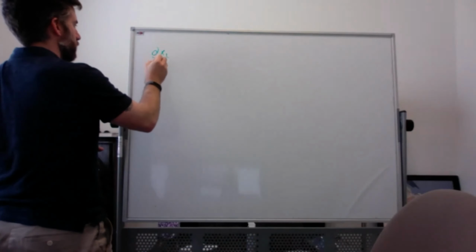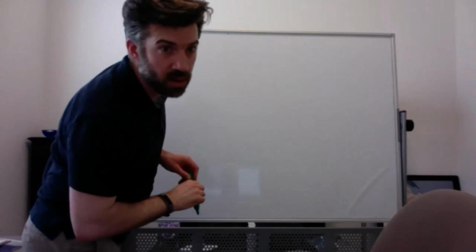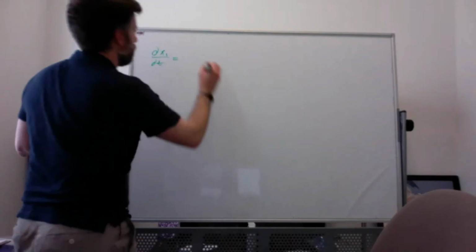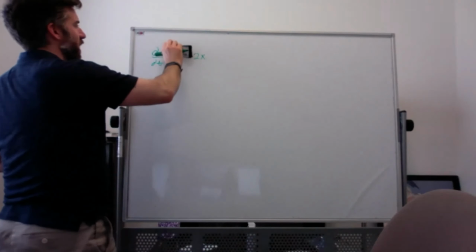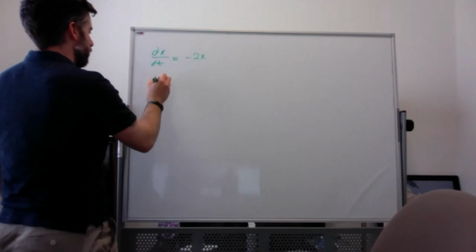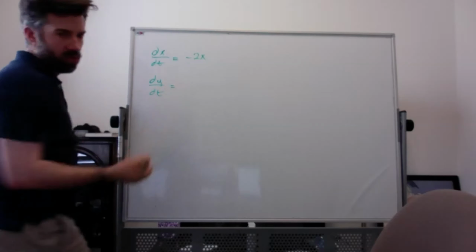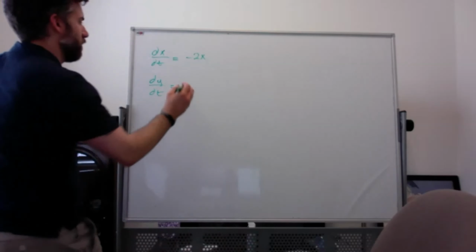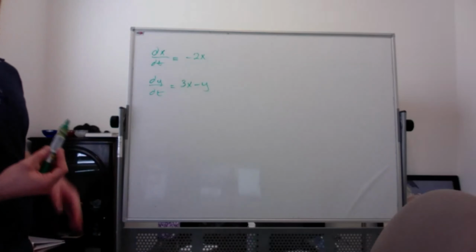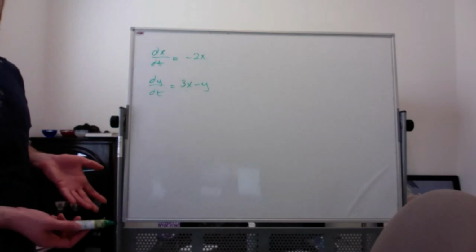But let's look at this system of differential equations where dx dt is equal to -2x. I'm going to use dx and dy. Either way is fine. You can use x1 and x2. You can use x and y. It's kind of the same thing. dy dt is going to equal 3x minus y. And I want to go ahead and find the solutions to the system of differential equations.